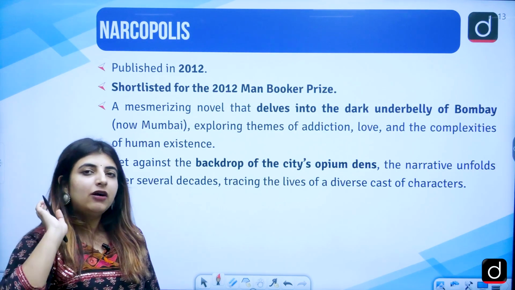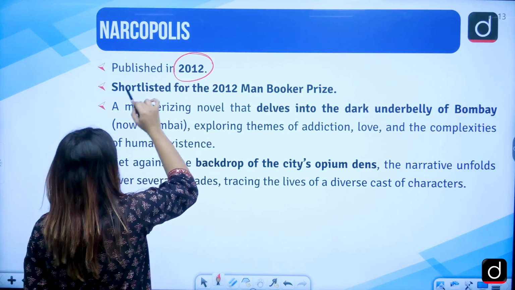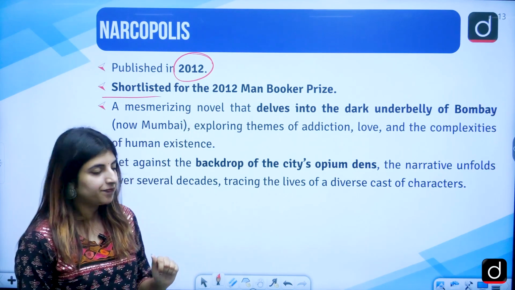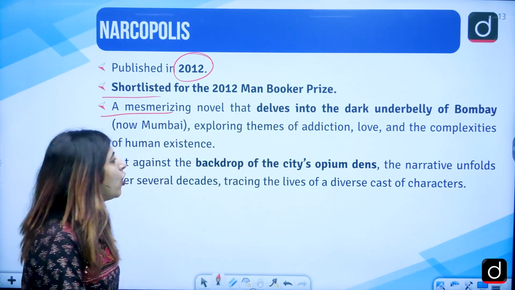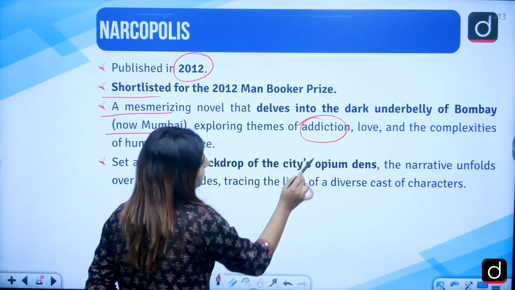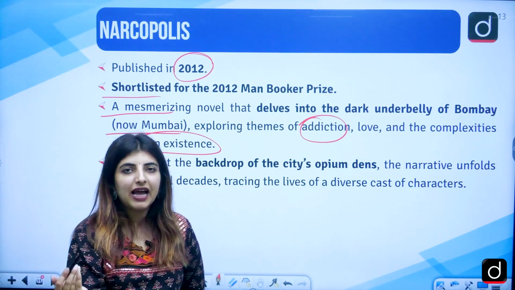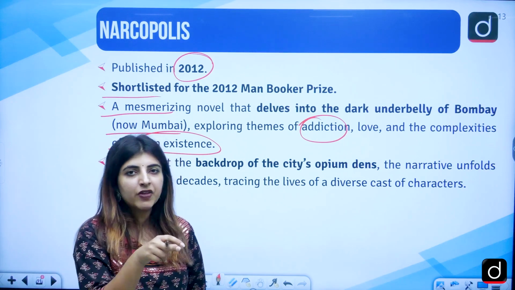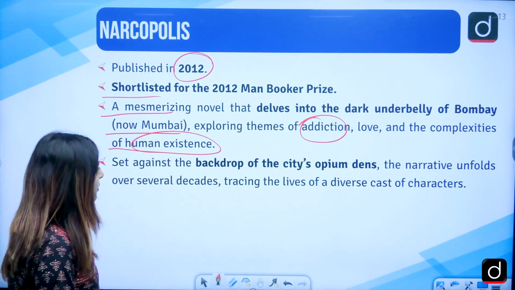Now we are going to talk about his novels. Number 1 is Narcopolis, published in the year 2012, shortlisted for the 2012 Man Booker Prize. And of course, it delves into the deeper underbelly of the Bombay slums, which is now Mumbai, exploring themes of addiction, love and the complexities of human existence, the relationships that people have. So in Narcopolis, we get these particular themes of how drug abuse is there in Mumbai, correct? So he talks about that.